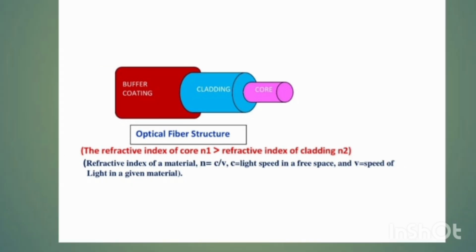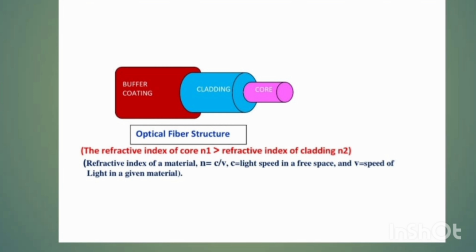A fundamental optical parameter of a material is the refractive index, or index of refraction. The refractive index of a material is defined as the ratio of the speed of light in free space to the speed of light in a material. Therefore, the refractive index of a material N is equal to C by V, where C is the speed of light in free space and V is the speed of light in a material.